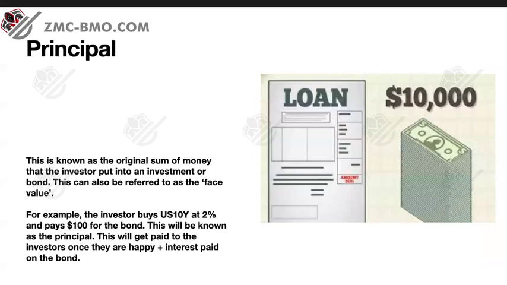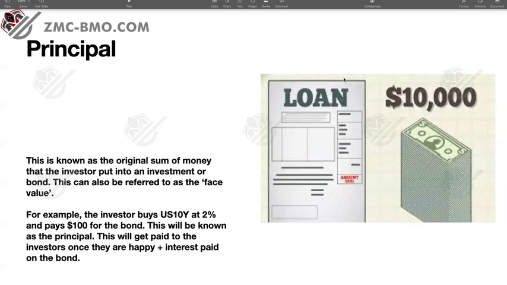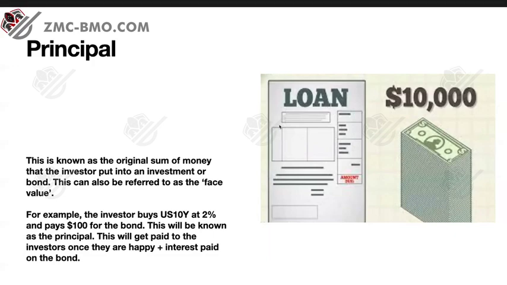And the principal. This is known as the original sum of money that the investor puts into an investment or bond. This can also be referred to as the face value. For example, the investor buys a US 10-year at 2% and pays $100 for the bond. This will be known as the principal. This will get paid to the investors once they are happy, plus the interest paid on the bond. So as I said, you borrow $100 or even $10,000, you give that to a company or a government, then they have to pay you back the principal once you jump out of the bond or once it matures. That is the end. So we just wanted to start super basic.